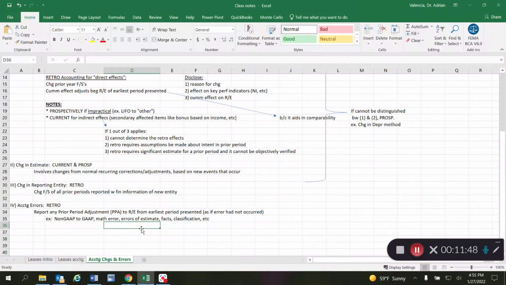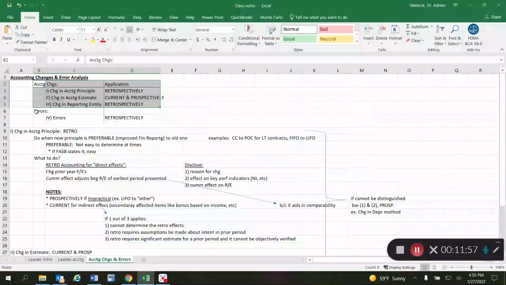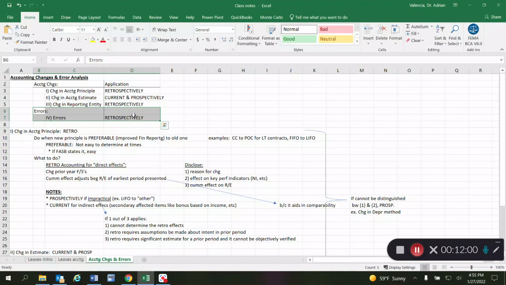So in conclusion, we have 3 accounting changes and 1 error, right? Or 1 classification for errors. And in general, pretty much everything's done retrospectively except with the accounting estimates. That is not necessarily a change to the past, but going forward.